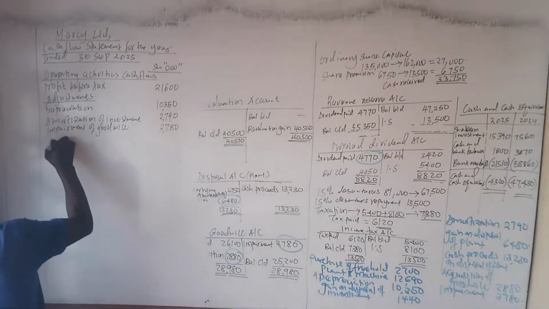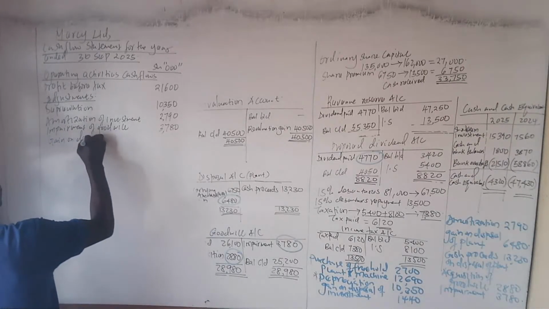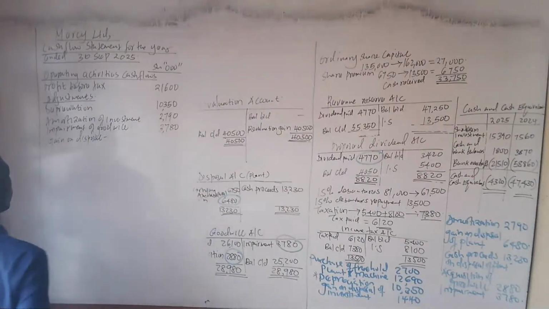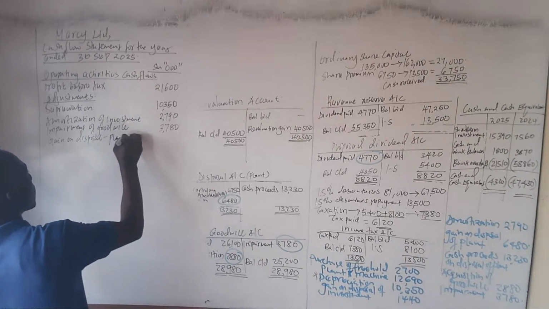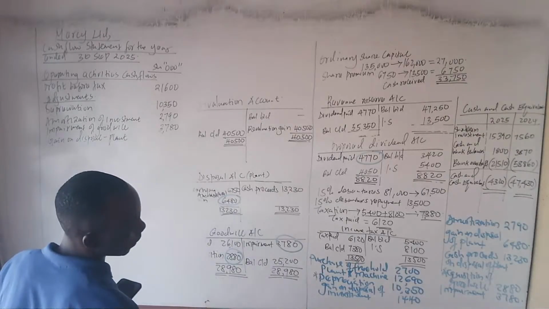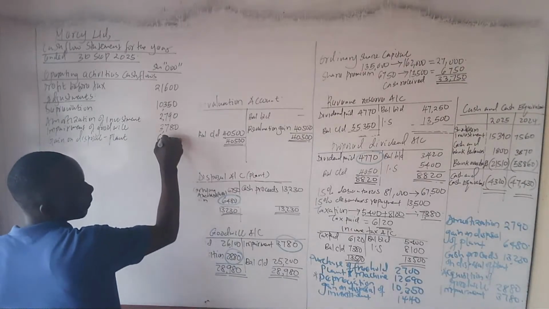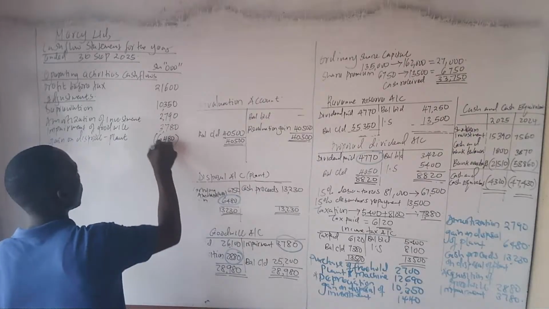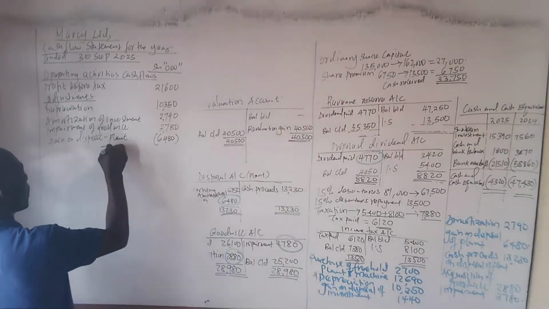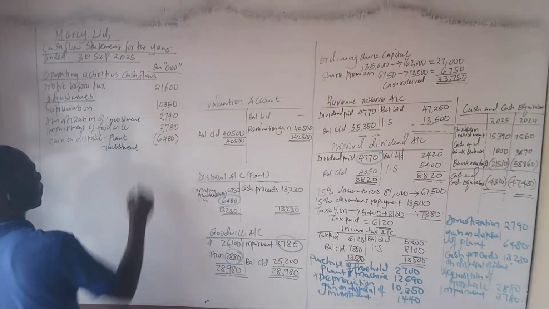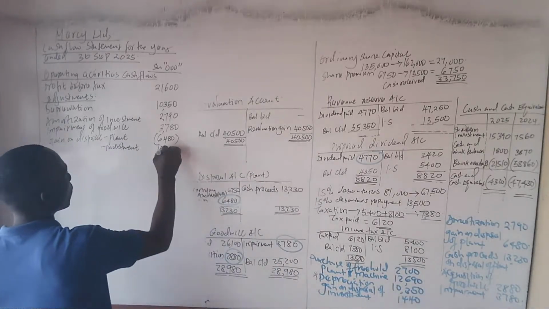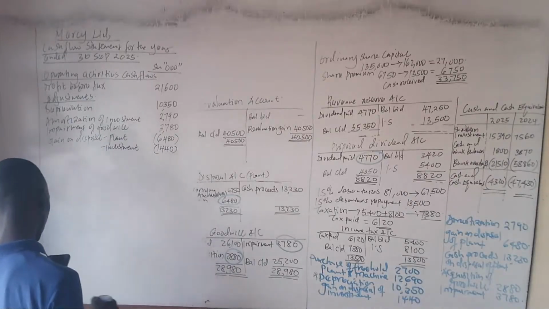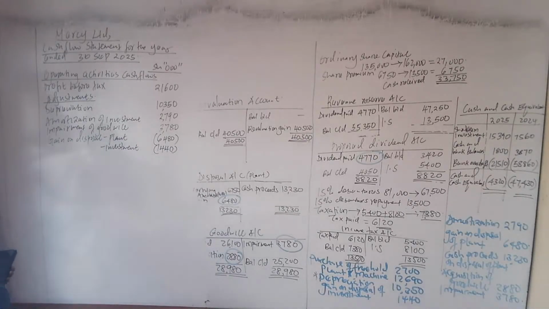Then from there, we have gain on disposal. First of all, we had disposed the plant, and we had a gain on disposal of plant of 6,480. You subtract. And also we had the investment, with a gain of 1,440. You subtract that also.